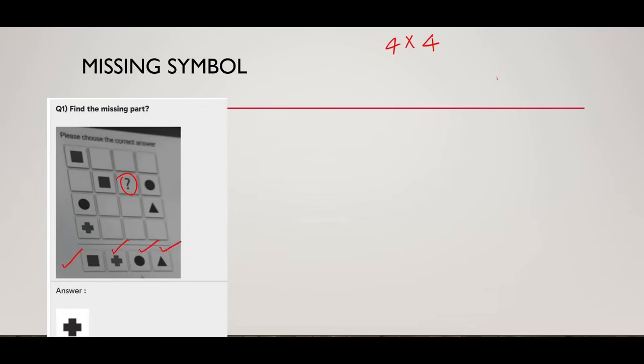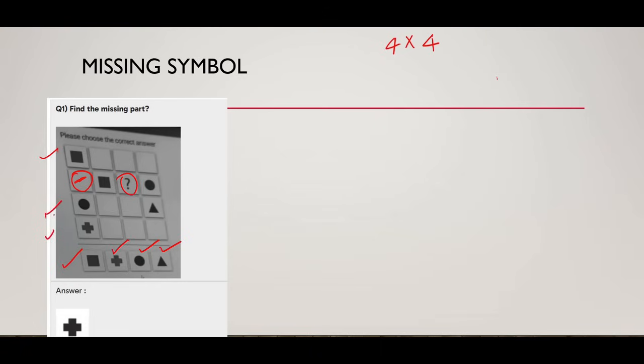First of all, let's start by filling the easiest one. The easiest one is this cell, so we can fill this cell first, because three cells are already filled in the whole column. Circle is there, square is there, and plus is there. What is left?